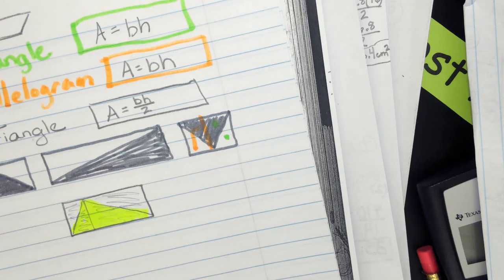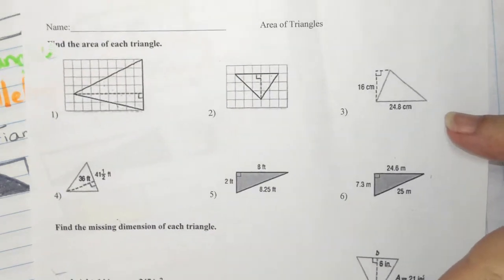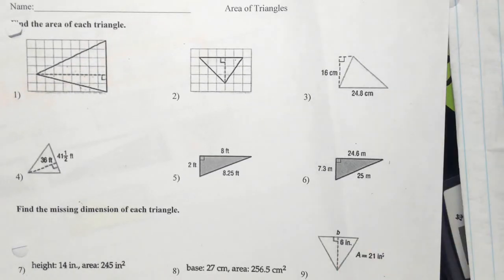One second. Start out by right here. I gotta get copies. Right there next to area of a triangle at the top. Please write the formula. I know I gotta get 4 more copies. Now that I've got my copies, here we go.